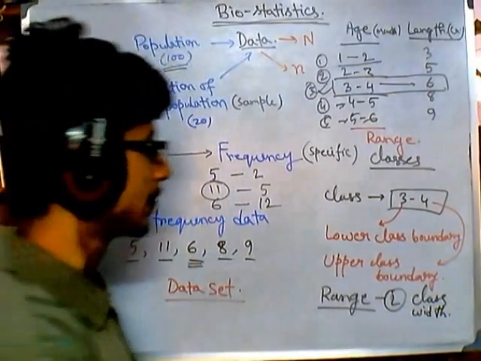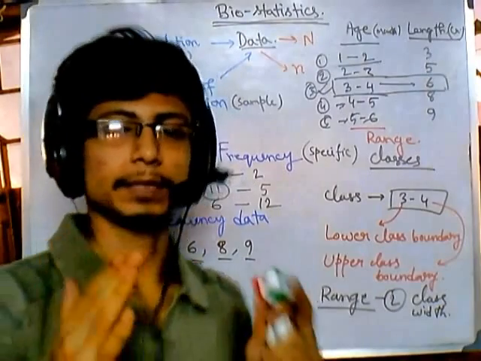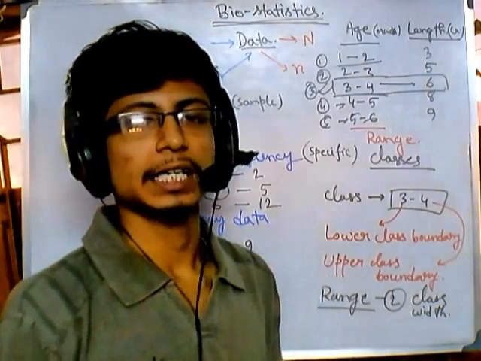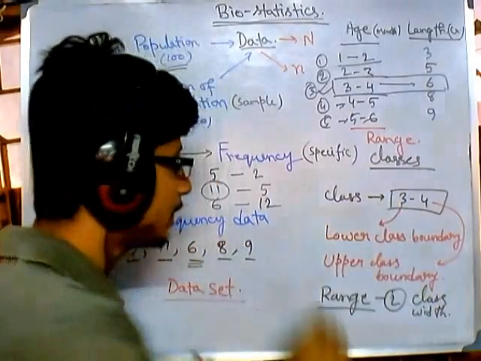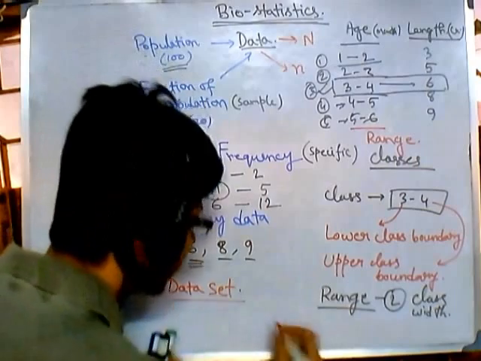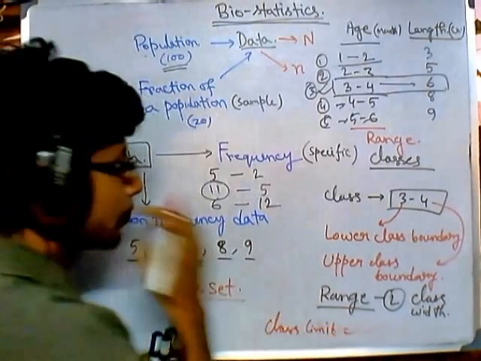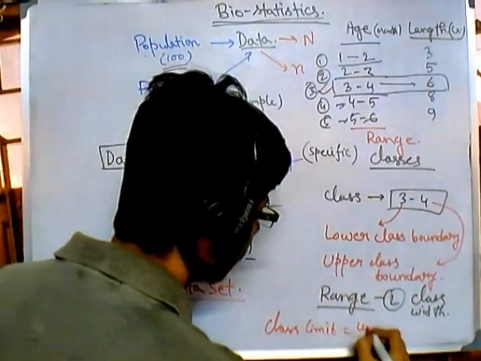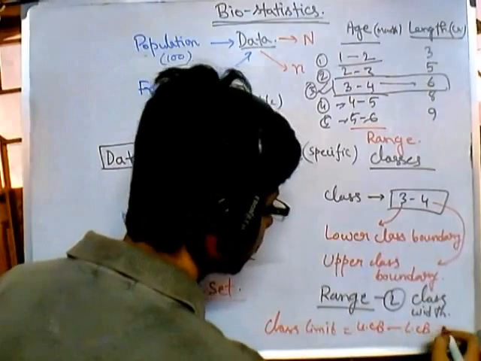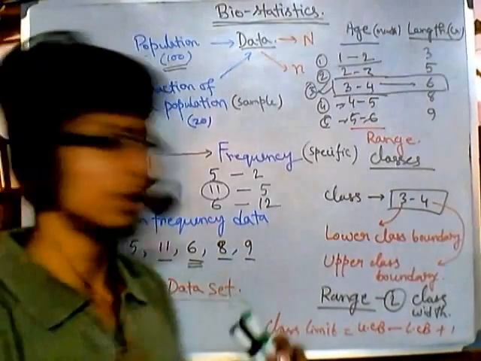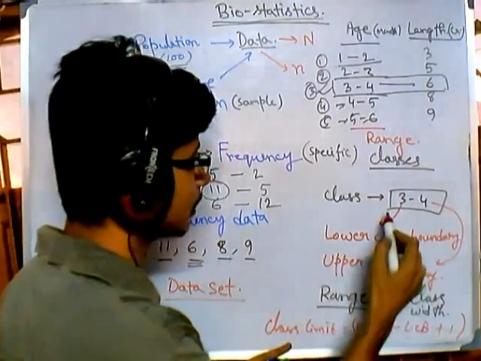Another important thing is called class limit. Now what is class limit? Class limit is the highest capacity for that class. In each case, the formula of class limit is simply taking the upper class boundary minus the lower class boundary plus 1. This is the formula for getting the class limit: upper class boundary minus the lower class boundary plus 1.